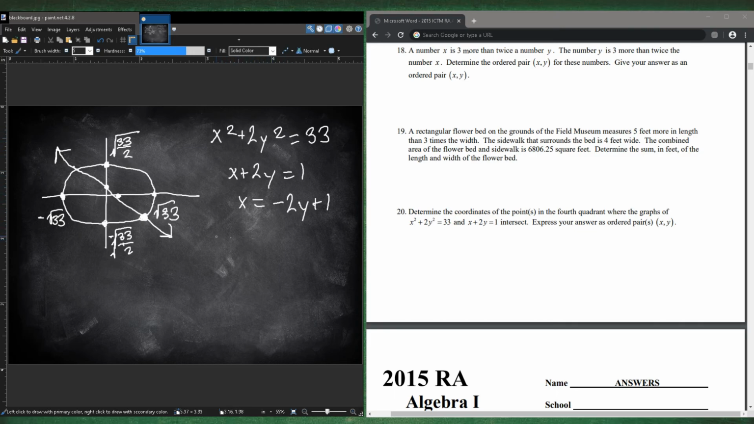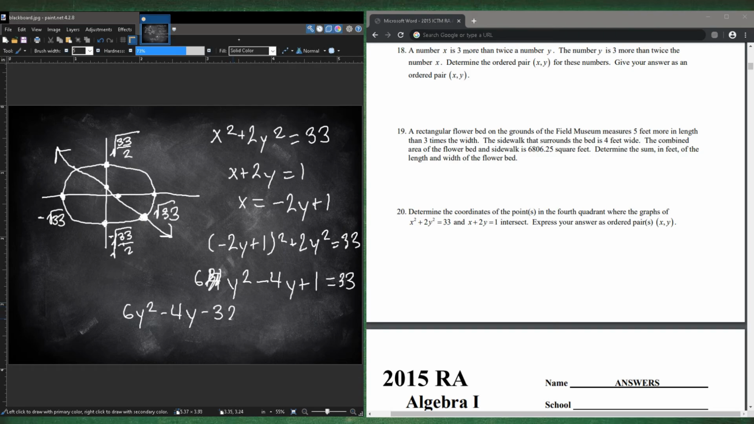So that's negative 2y plus 1, squared, plus 2y squared is equal to 33. So this is 4y squared minus 2y minus 4y plus 1, plus that 2y squared, so the 4 becomes a 6, and that's equal to 33. Okay, so 6y squared minus 4y, then minus the 33. 1 minus 33 is minus 32, is equal to 0. Since they're all even, I'm just going to divide by 2. So 3y squared minus 2y minus 16 is equal to 0.